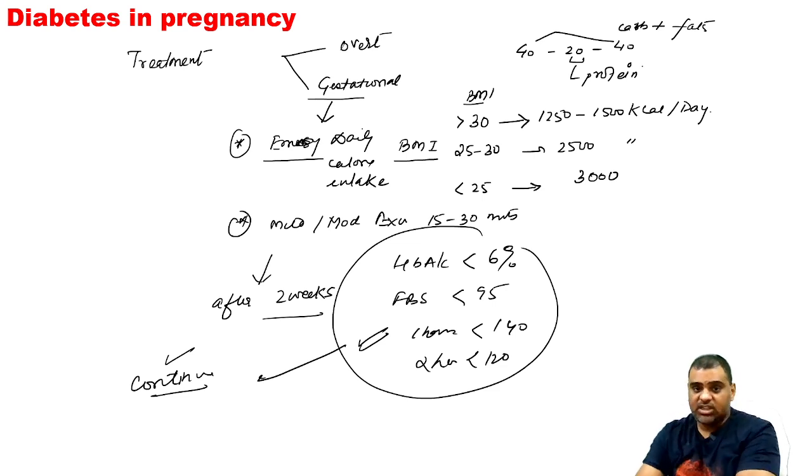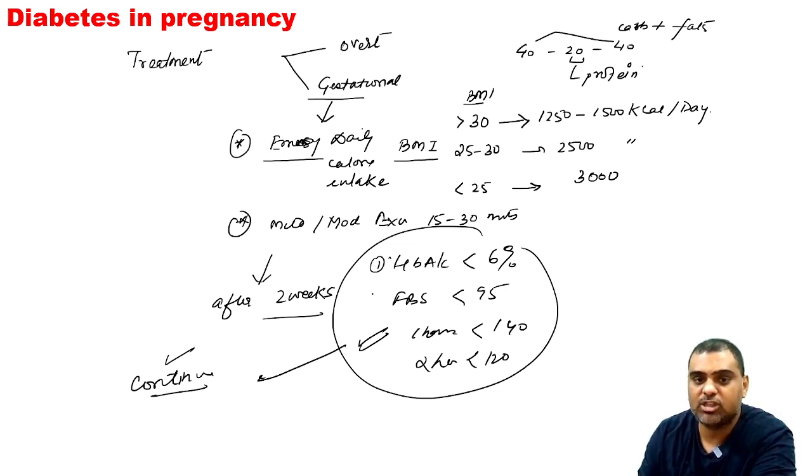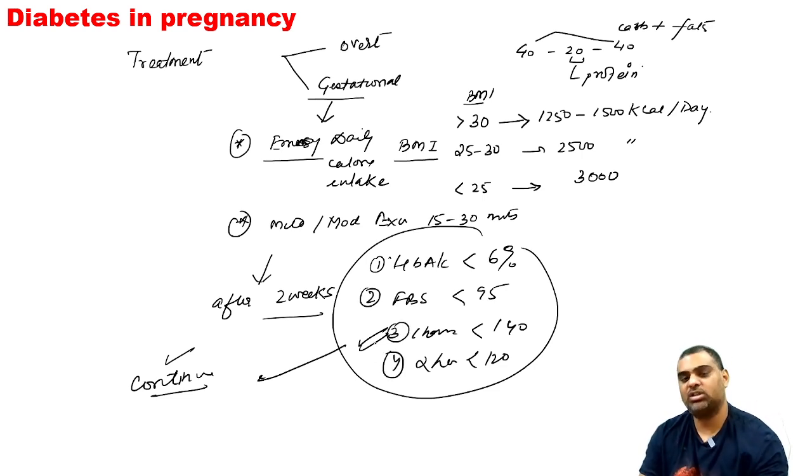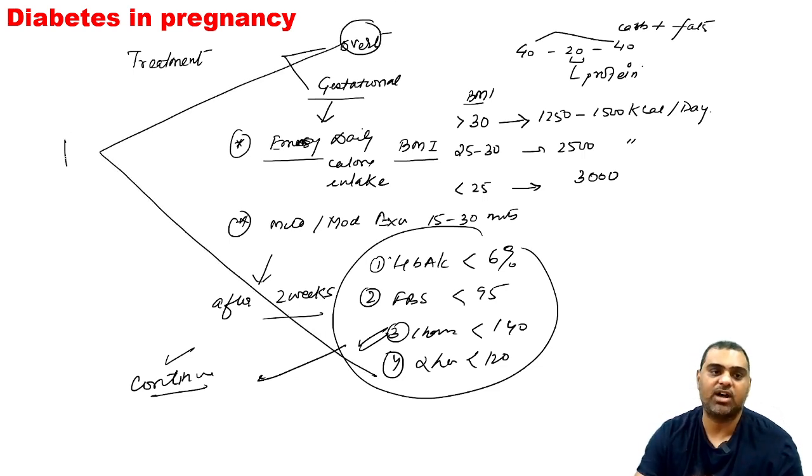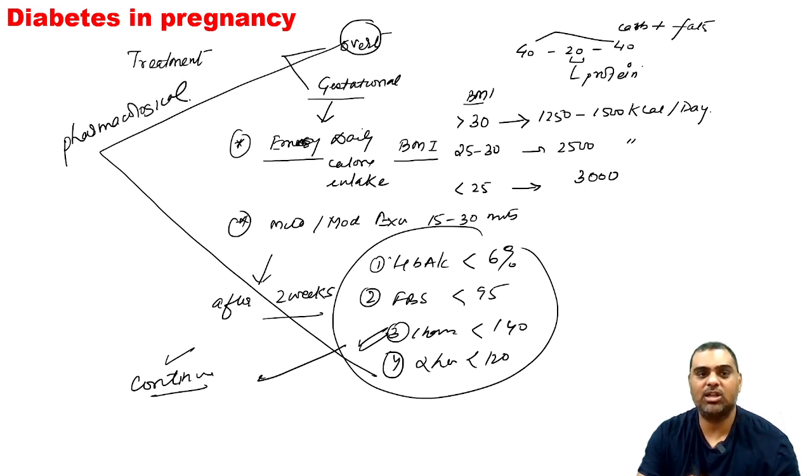But if we are not able to get these four things, or if the patient has overt diabetes, then we will directly go to the pharmacological management.